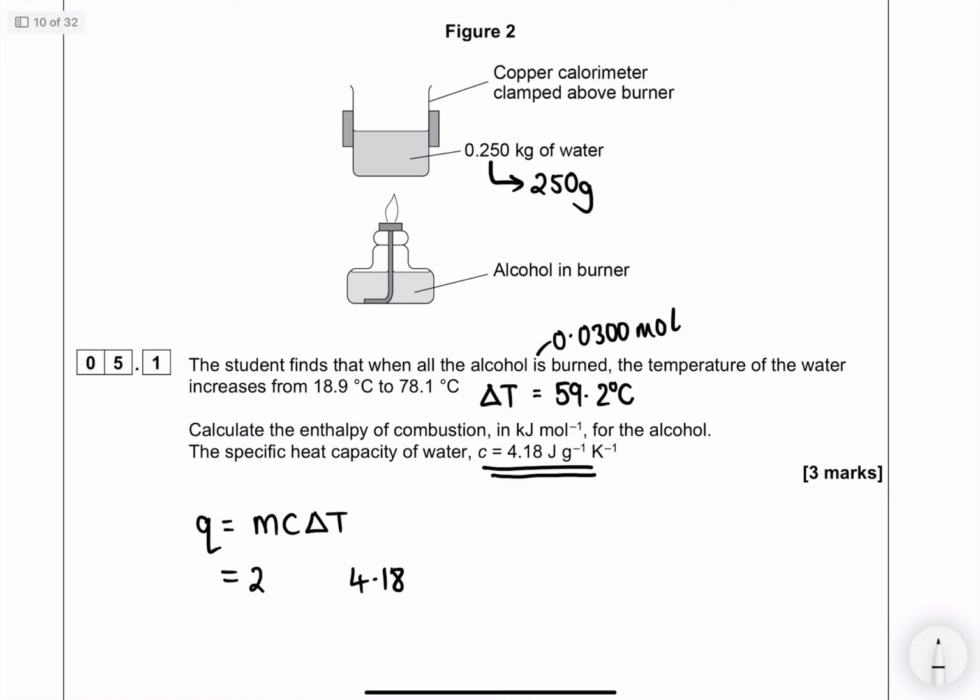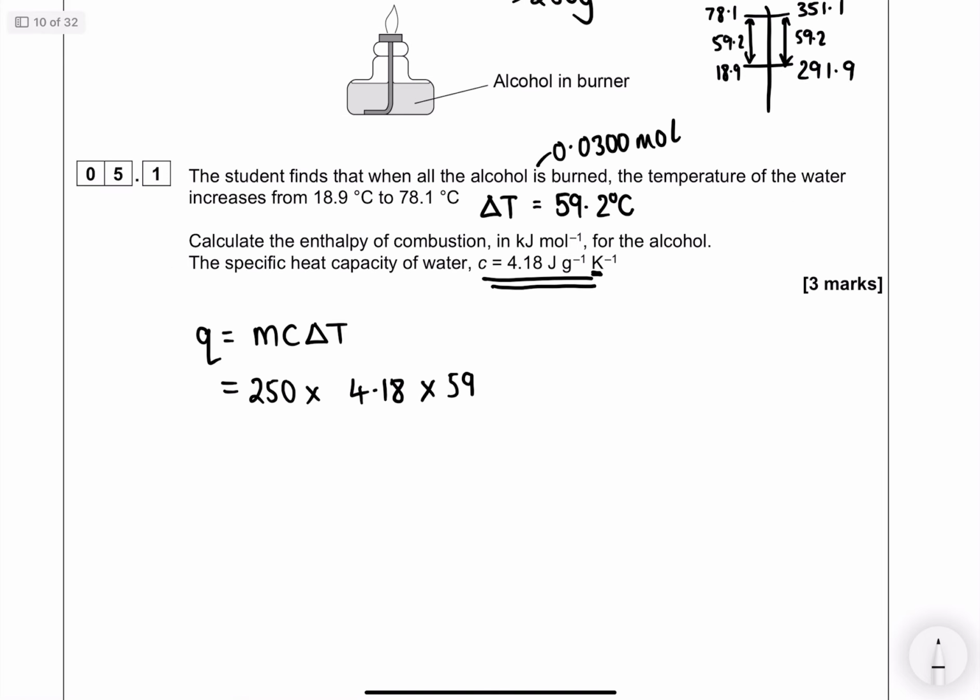0.25 kilograms is 250 grams. 4.18 joules per gram per Kelvin. So our temperature change is 59.2 on the degree C scale. You need to be careful here. There's a temptation to add 273 to get it onto the Kelvin scale, but the difference is still going to be 59.2. If you did 18.9 add 273, you get 291.9. And if you did 78.1 add 273, you get 351.1. The difference is the same. So you can calculate Q.